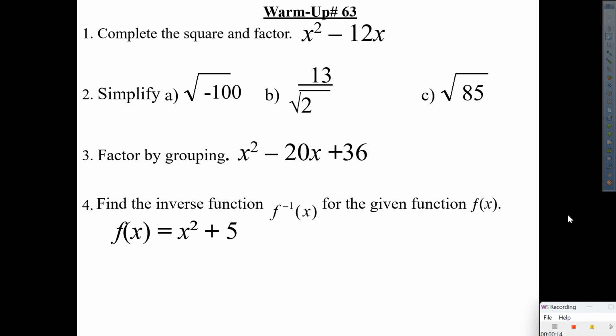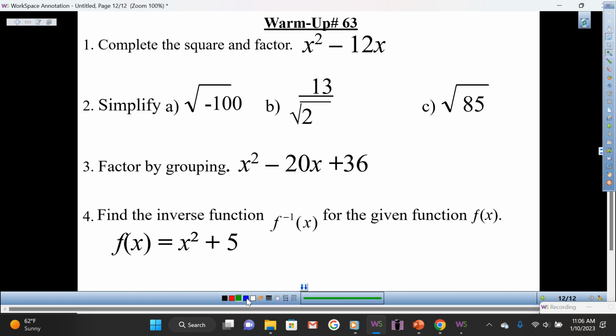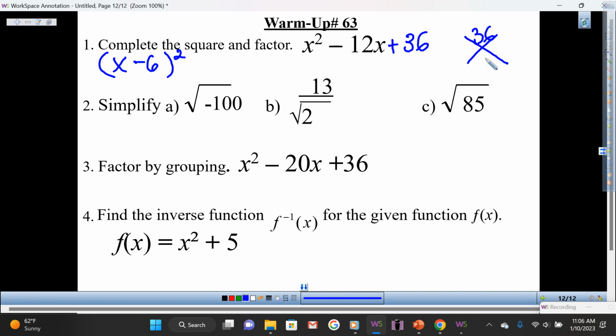Number 1. Alessandra, give me a number to complete that, please. The number that goes here? 36. Hands if you got that. That is correct. Factors. Alyssa. X minus 6 squared. Hands if you got that. That is correct. And once again, to factor, we got 36 and negative 12 down here. So that's why it's negative 6 times negative 6.